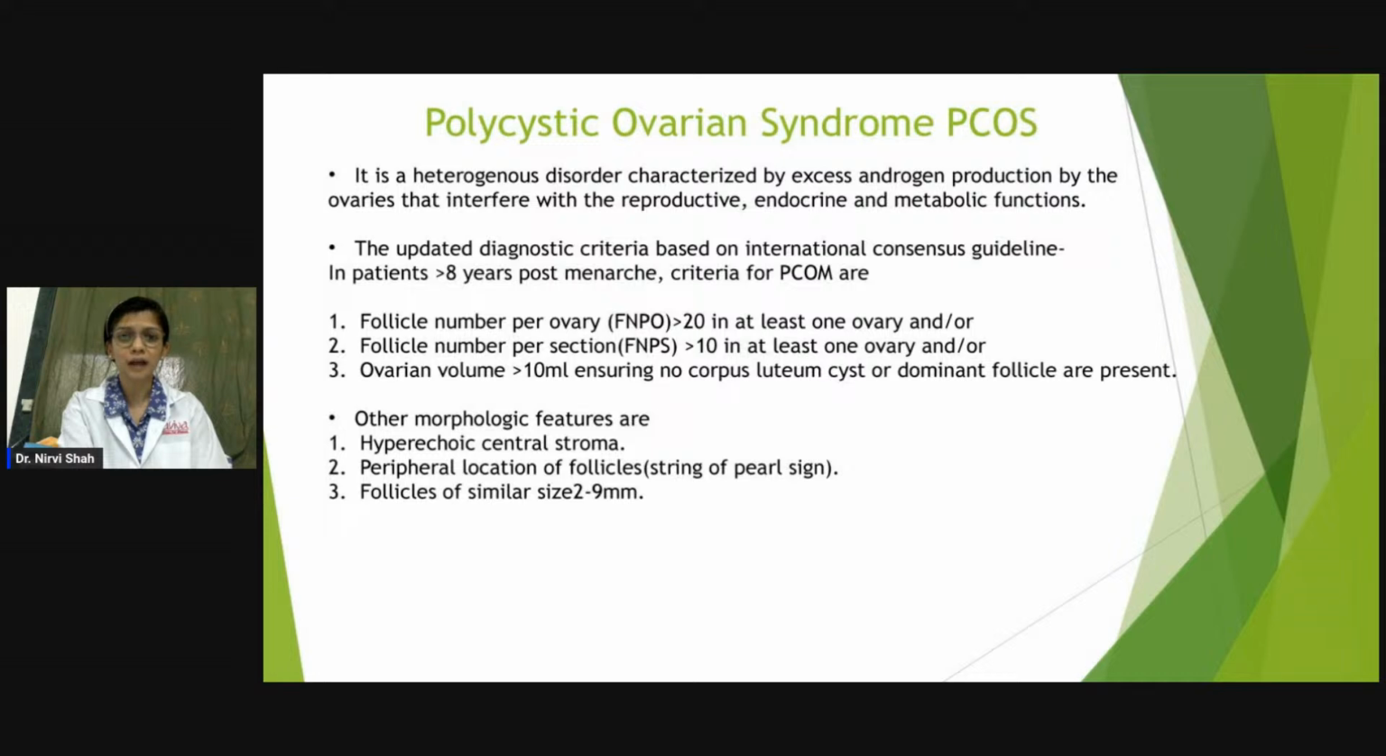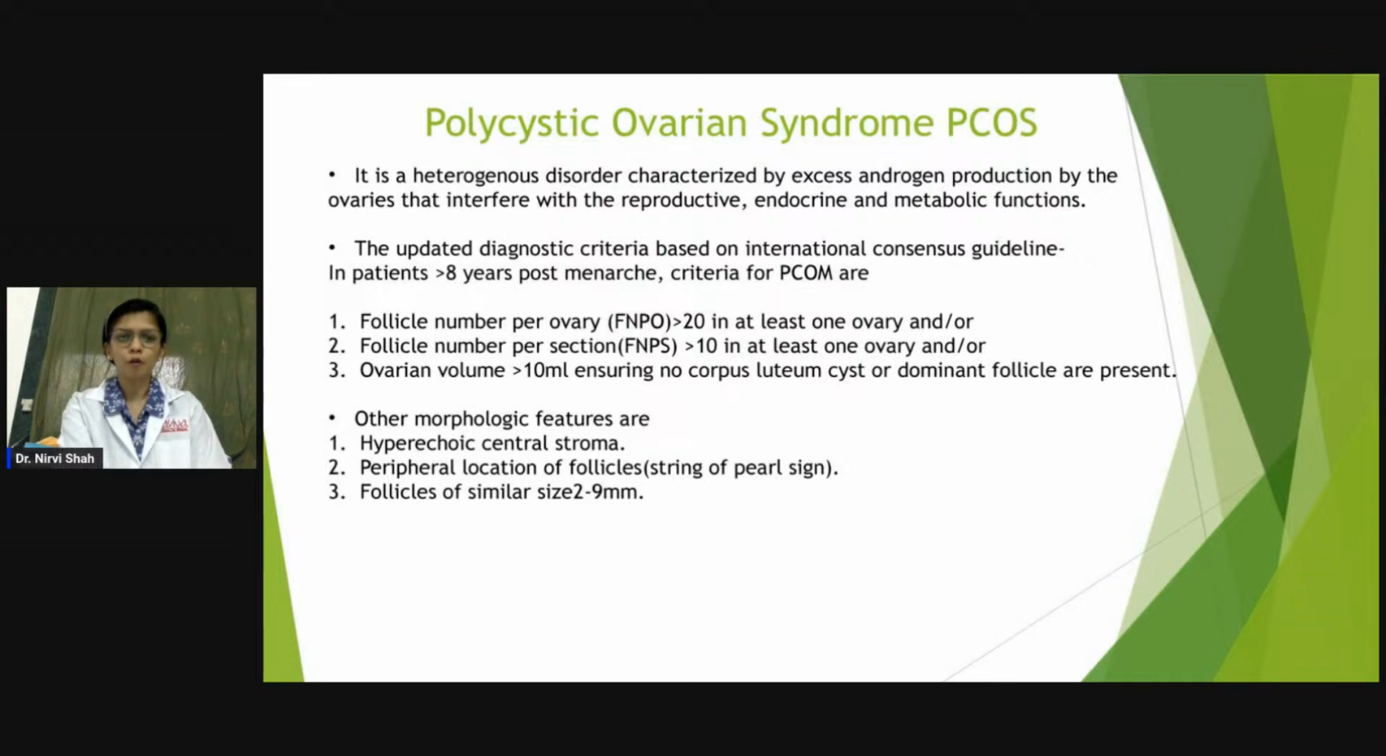The recent guidelines for USG criteria apply to patients who are more than 8 years post menarche. In USG, what we see is follicle number per ovary. If it's more than 20 in at least one ovary, or follicle number per section is more than 10 in at least one ovary, or the volume of the entire ovary is more than 10 ml, such that there shouldn't be any corpus luteum cyst or any dominant follicle, then we give that as PCOD on USG.